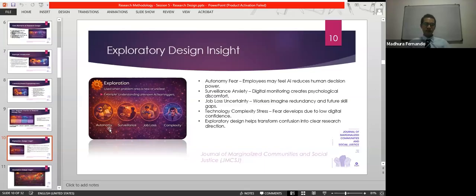Autonomy, surveillance, job loss, complexity. Now, these are the different types of negative feelings you may have, right? Different types of negative feelings. Autonomy fear. What do you mean by autonomy fear? Employees may feel AI reduces human decision power.